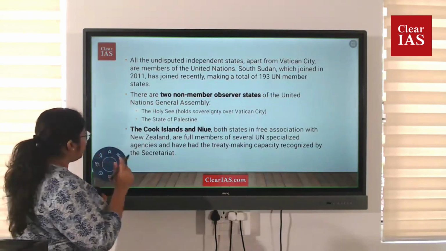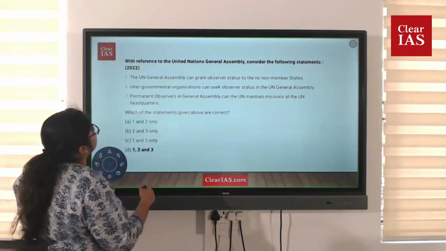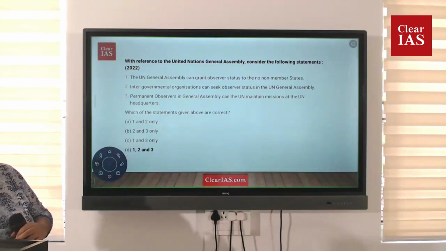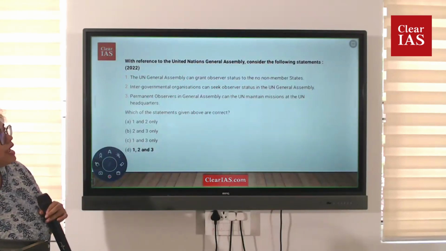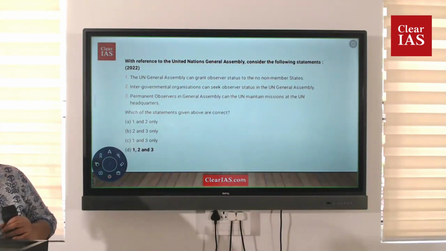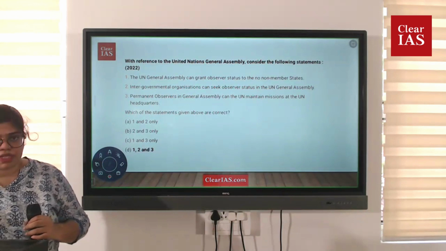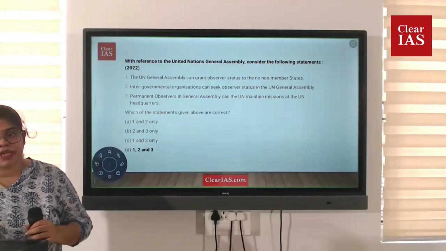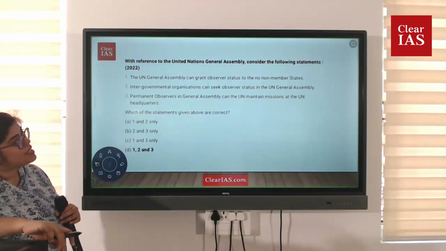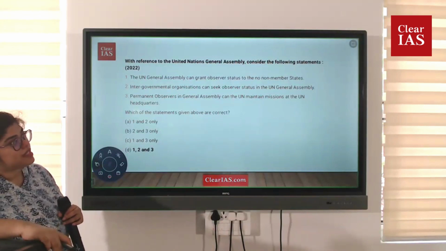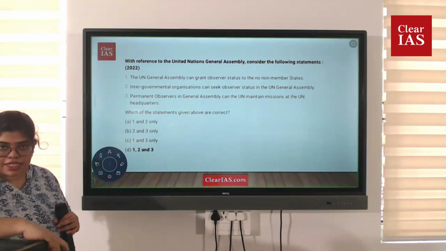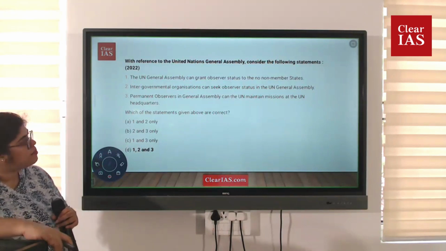Okay. I'll give you a sample question. See this question. With reference to UNGA, consider the following. UNGA can grant observer status to non-member states. Yes, right. We have seen non-member states, Holy See and Palestine. Then, an intergovernmental organization can seek observer status in the UNGA. That is also true. An intergovernmental organization can be an observer in UNGA.